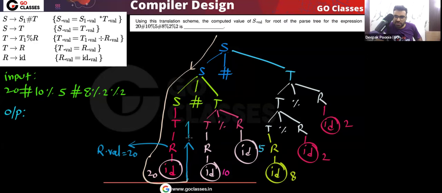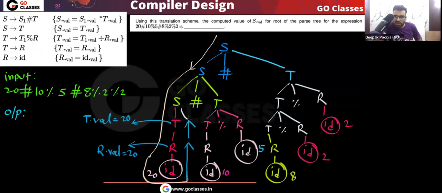Now again you keep going. Again we got a reduction. You can see r is reducing to t. Immediately after the reduction, you execute the corresponding semantic action. So t dot value will become r dot value, and r dot value is already 20. So t dot value will become 20. Very simple.